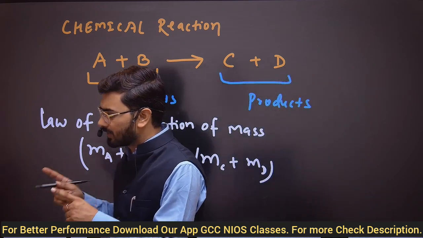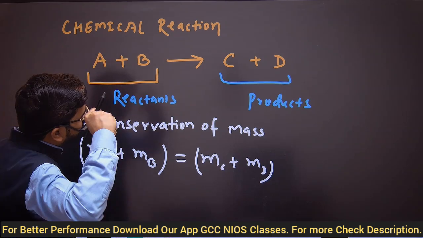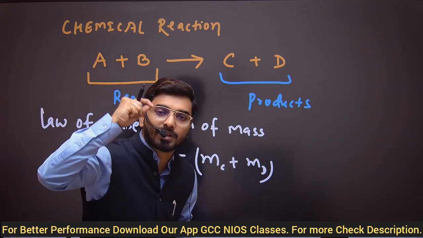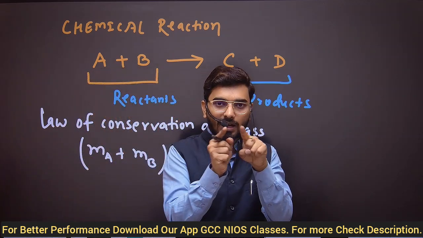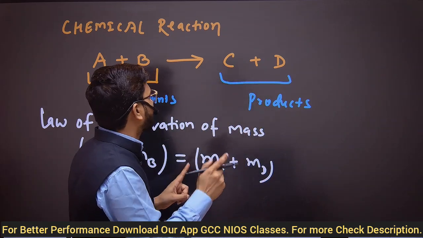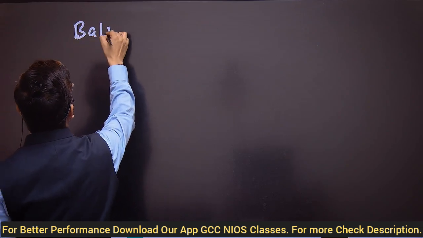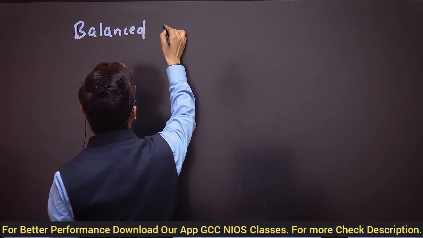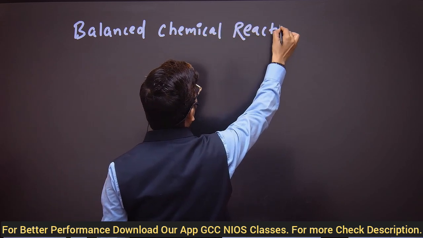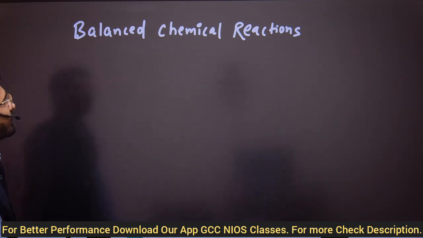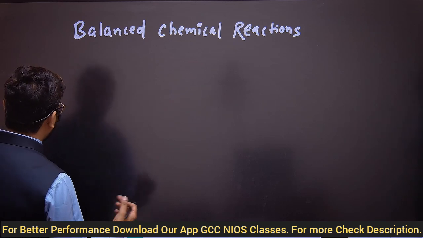To follow the law of conservation of mass, the chemical reaction must be a balanced chemical reaction. So what is a balanced chemical reaction and what is an imbalanced chemical reaction? Balanced means what? Wait, balanced chemical reactions. Before studying balanced chemical reactions, first of all know what a chemical equation is.